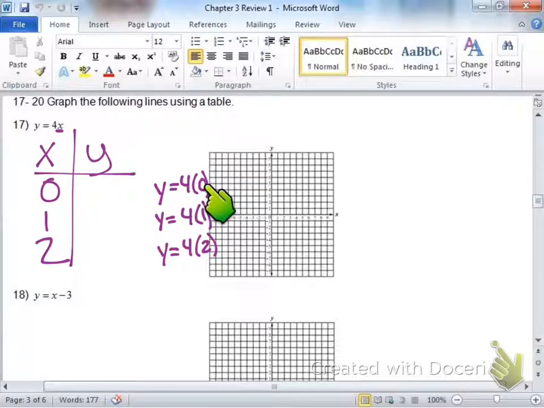What is 4 times 0? 0. What is 4 times 1? 4. What is 4 times 2? 8. Good. Those are the ordered pairs. Those are the dots on the graph. Okay? So 0, 0. So left and right 0, up and down 0. 1, 4. So right 1, up 4. And then 2, 8. So right 2 and up 8.